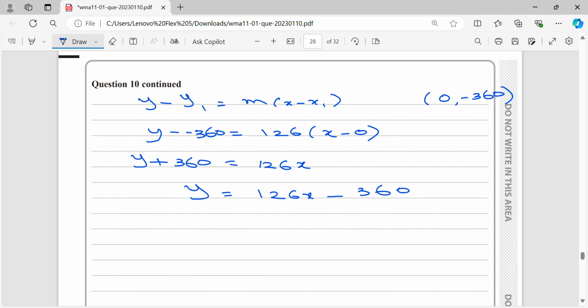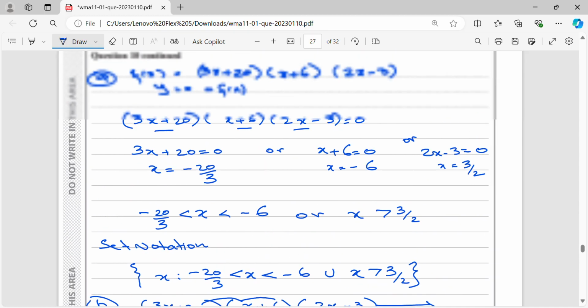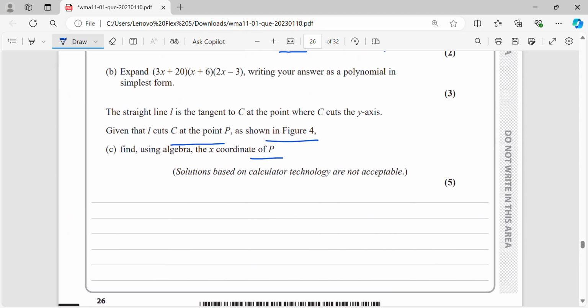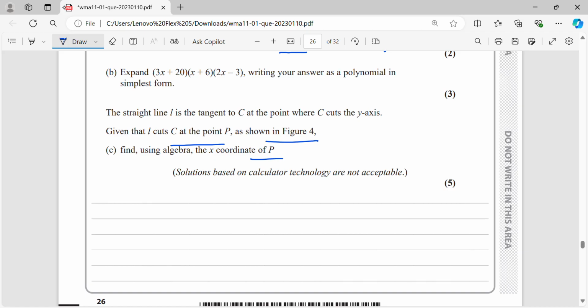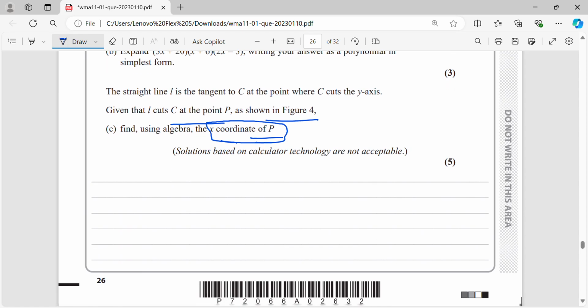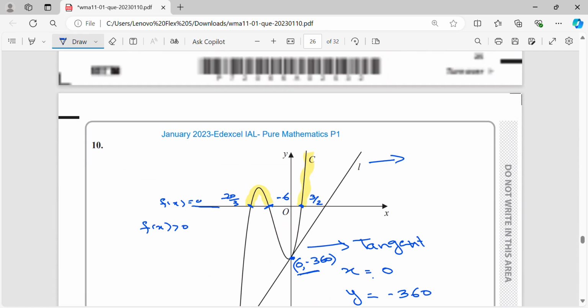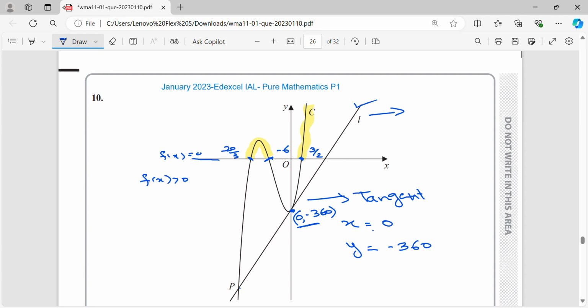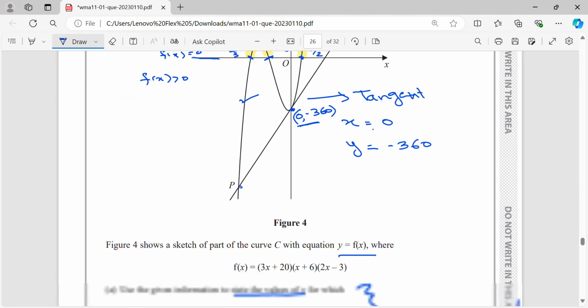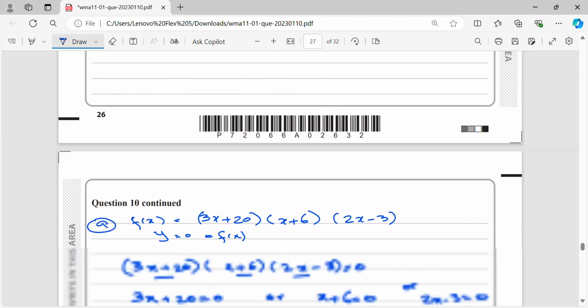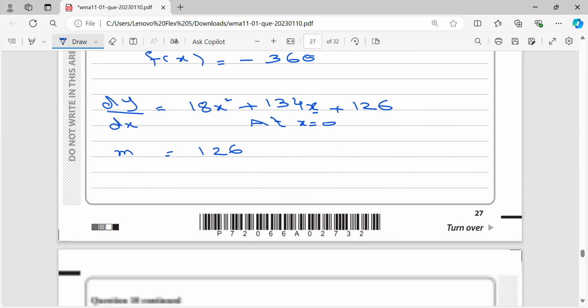Once you get the equation of the straight line, the question is to find, using algebra, the x coordinate of P. Okay, I have to find the x coordinate of P. So I got the equation of a straight line, and I have the equation of a curve. I can equate both to find the point of intersection at P. In other words, I can find the value of x at P.